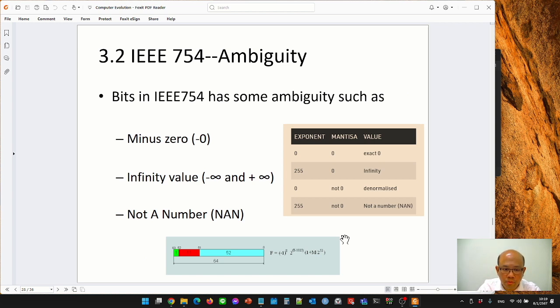For example, when you calculate the square root of 0, it may generate an error.